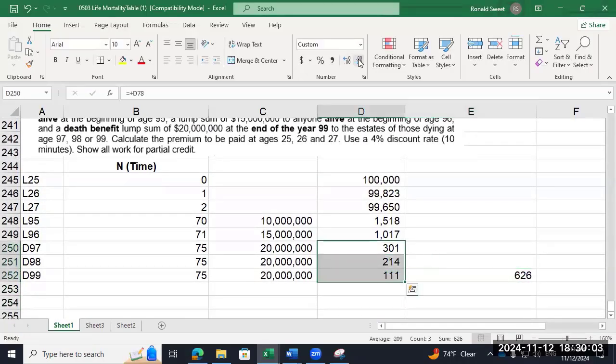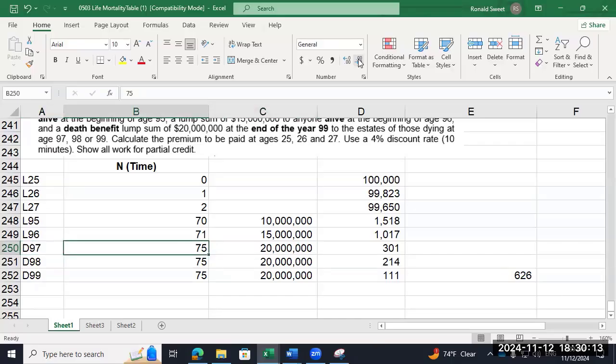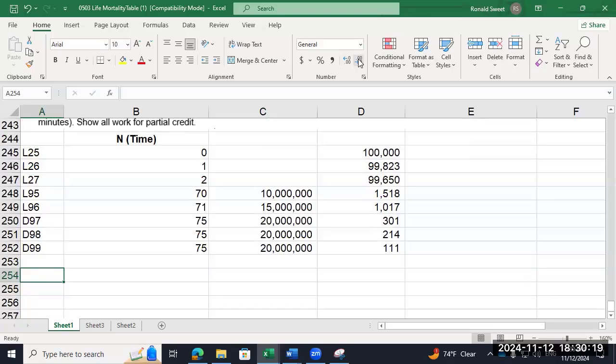We added these 3 together. They add up to 720,626. So if you wanted to, you could make this L97 and just do them all together. So there's more than one way to do this. I'm gonna keep it like this. All right. So we got all the data we need. So now we just got to do the premiums.